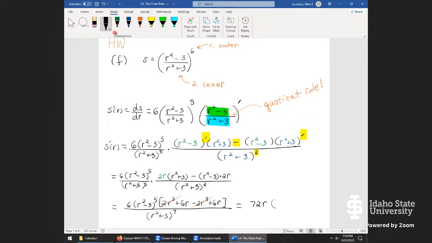72r times r squared minus 3 to the power 5, divided by r squared plus 3 to the power of 7. Finally, that's the function that we're going for, the derivative of this admittedly kind of a mess function right here. Any questions at all, folks, on getting through this one?